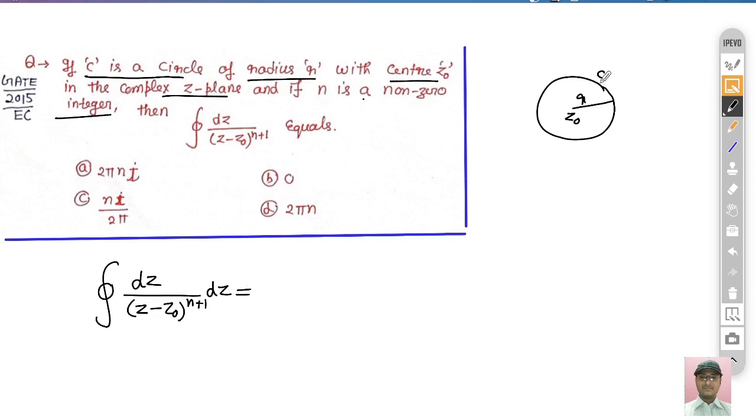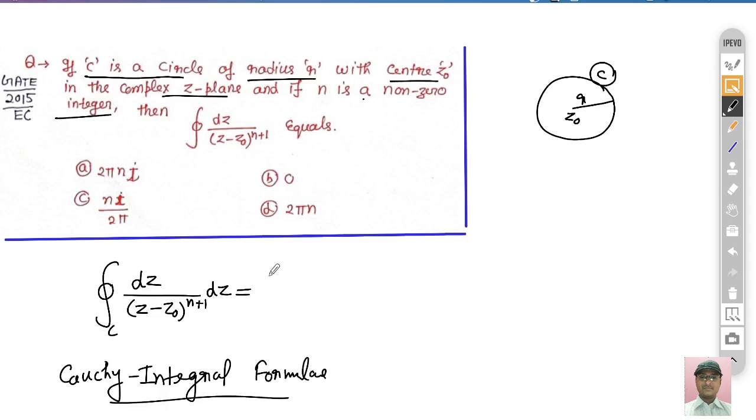Since z naught lies inside this region C, here the region is basically the circle C, hence we can apply the Cauchy integral formula. But this is the second case, because the power is n plus 1. It is not 1, it is n plus 1. So now you know what the Cauchy integral formula is if the power is n plus 1. We have seen it is 2 pi iota, right?